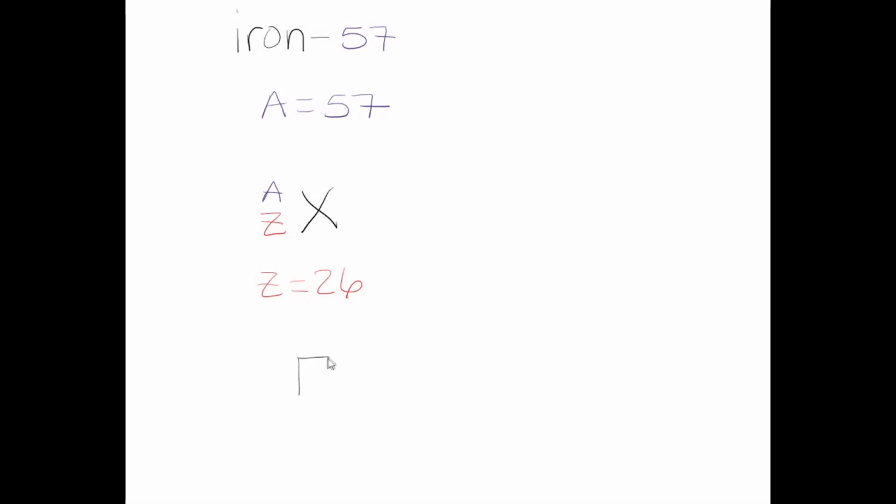To write the isotope notation, we first write the symbol Fe, then we write the mass number from the name, 57, at the top left, and the atomic number we looked up, 26, at the bottom.